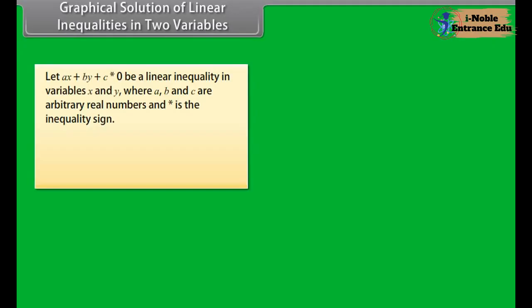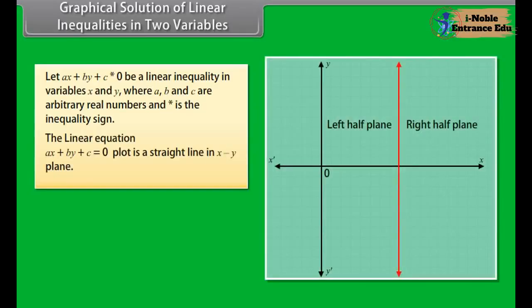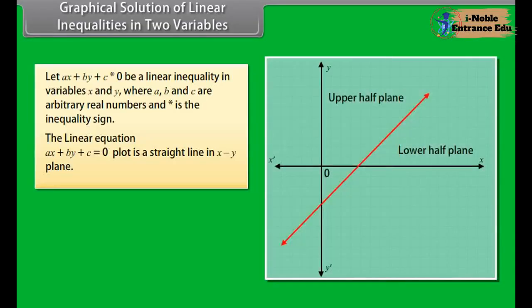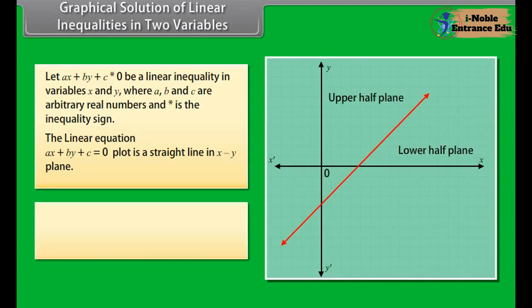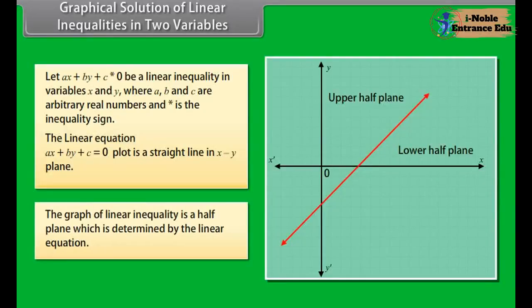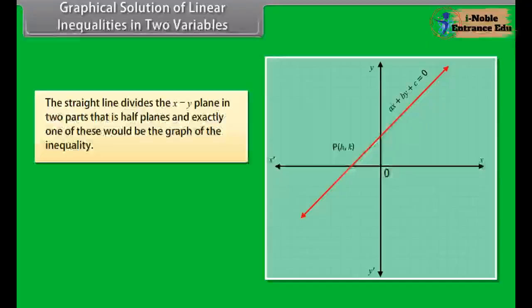Graphical solution of linear inequalities in two variables. Let ax plus by plus c star 0 be a linear inequality in variables x and y, where a, b and c are arbitrary real numbers and star is the inequality sign. The linear equation ax plus by plus c is equal to 0 plots as a straight line in the xy plane. Below are examples of straight lines in the xy plane, which divide the xy plane into two halves.